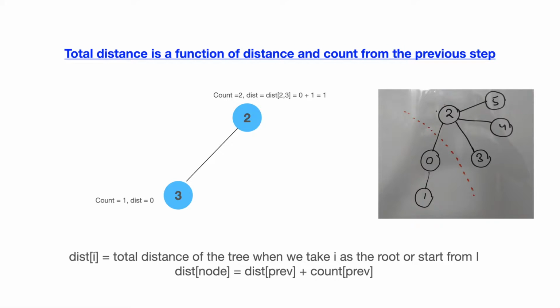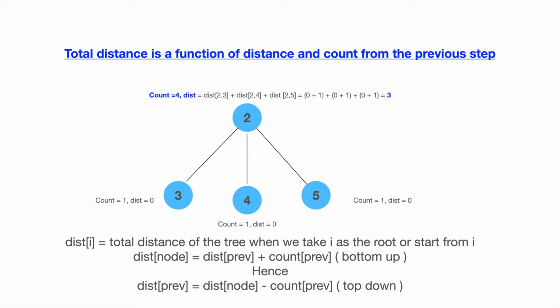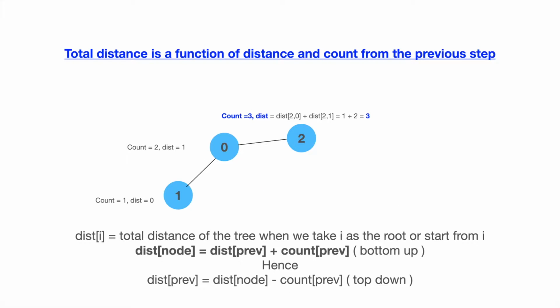Count equal to 3 and the distance will also be 3 for this left half. Let's look at the right half. I started from 3 and then went to 2, then we added 4, then we added 5, and you can see count is equal to 4 and distance is equal to 3. This clearly says that distance of node equals distance of prev plus count of prev when we are starting from the leaf and moving towards the root. To get the distance of the previous from the distance of node, we can just deduct the count of previous from the distance of node. We will use this relation to optimize this problem.